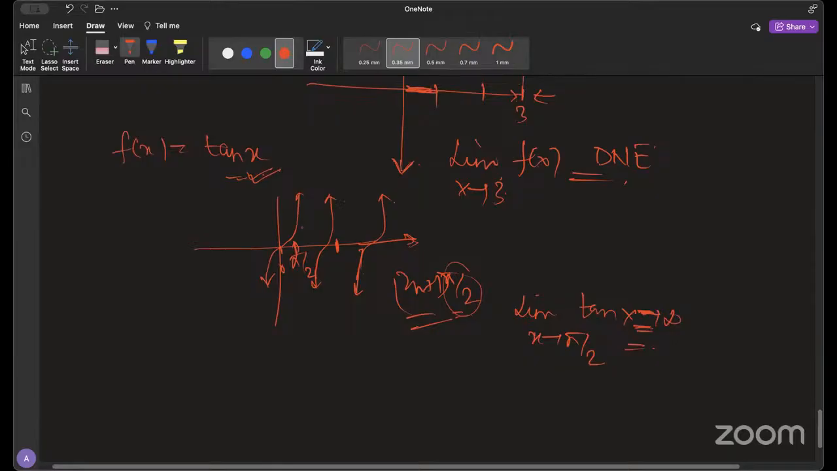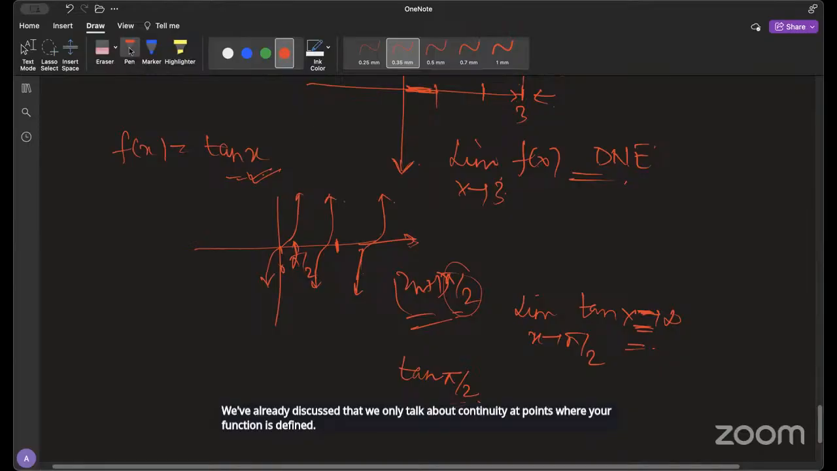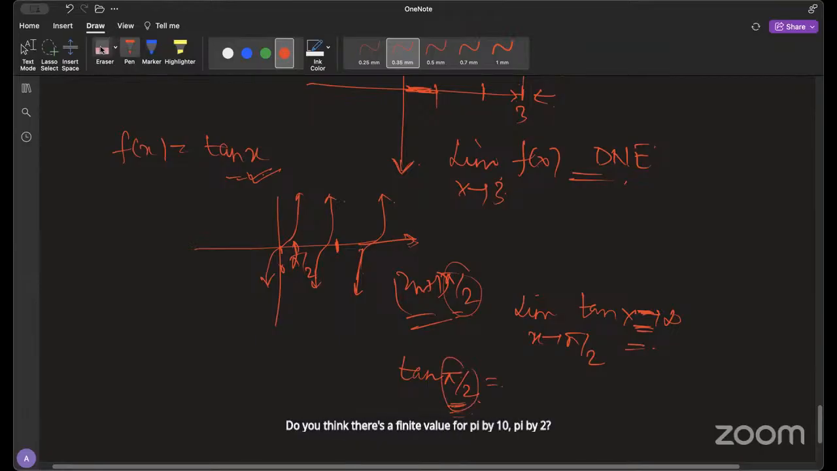Okay, let's have a look at this. Do you think tan pi by 2 is a defined thing? We've already discussed that we only talk about continuity at points where the function is defined, right? So is it defined at pi by 2? Do you think there's a finite value for tan pi by 2? No. We don't talk about it there. Is that all right? Yes, ma'am. Elsewhere it can be continuous.